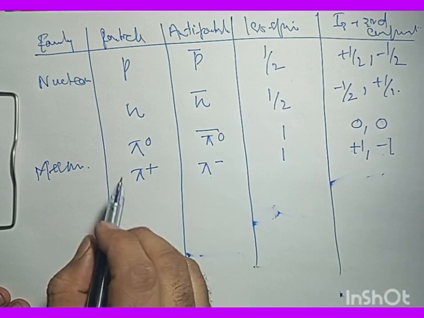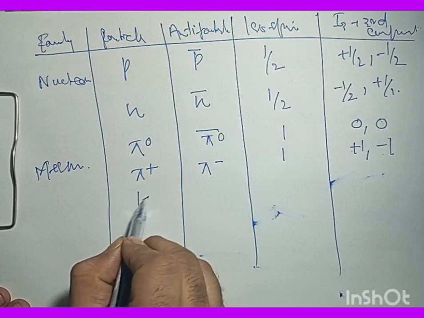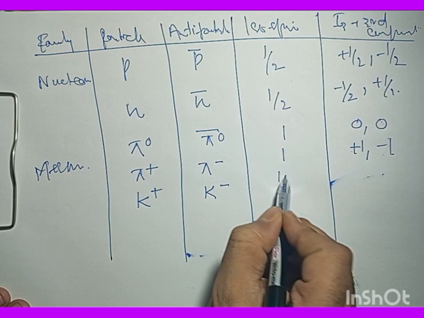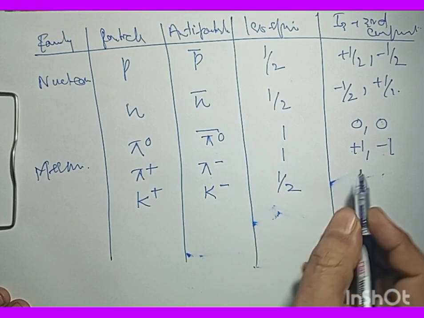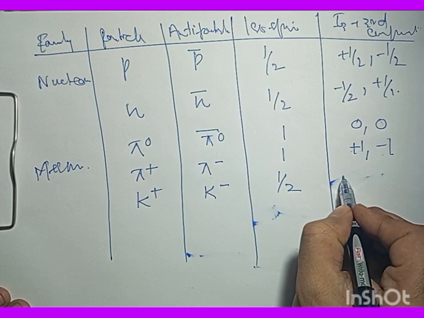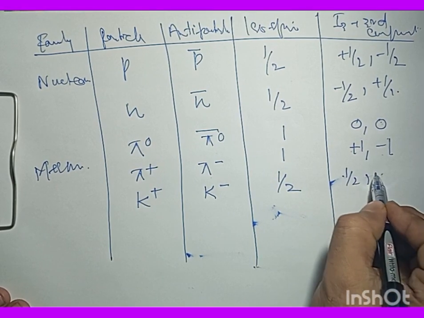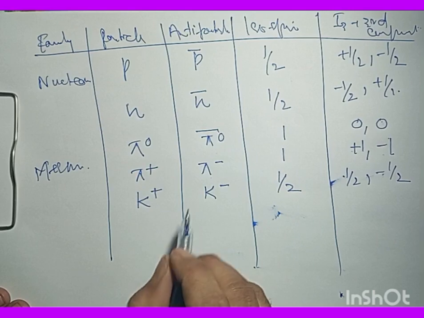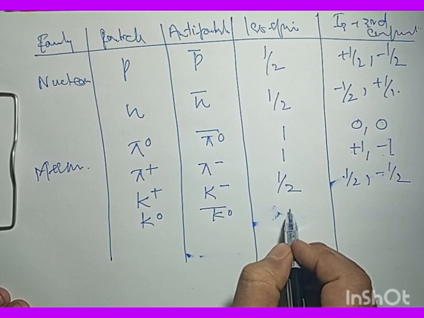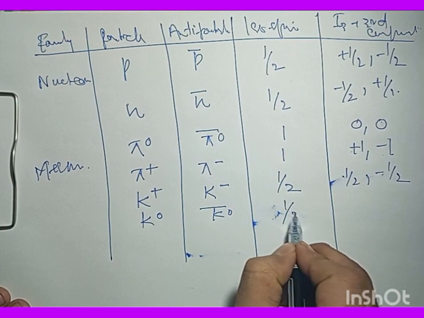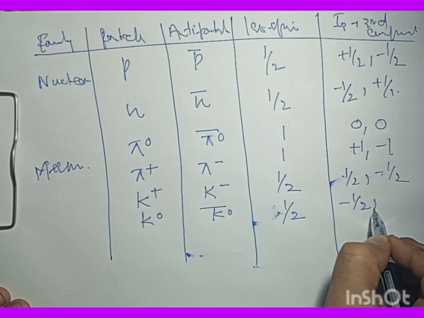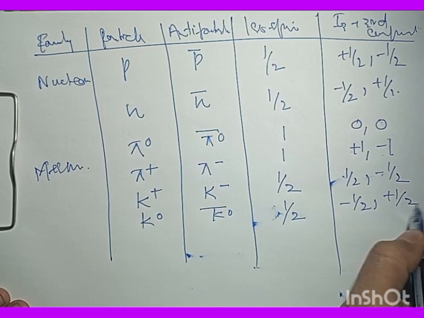And going with K plus, for K plus we have anti-K minus, it has isospin half, so the I3 component for this K plus is 1 by 2 comma minus 1 by 2. And similarly, if we take K0, its K0 bar, K neutral bar, and it has an isospin of half, so this is minus 1 by 2 and plus 1 by 2.